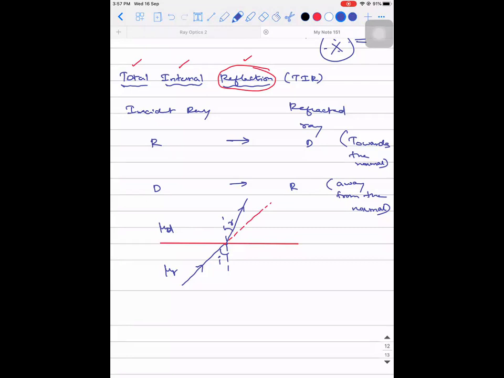Now I have a question. Let's say i1 for the time being is 30 degrees. Then what will be the angle of refraction? According to the logic we see, it should be something less than 30 degrees. Now if I increase i1 from 30 degrees to, let's say, 45 degrees, what do you think will happen to the angle of refraction? Will it be less than 45, less than 30 also, or what will happen?